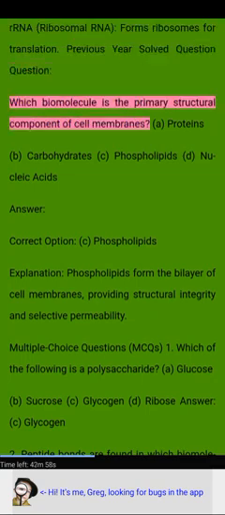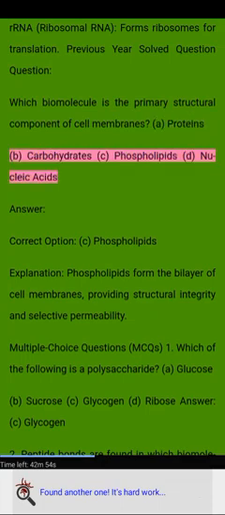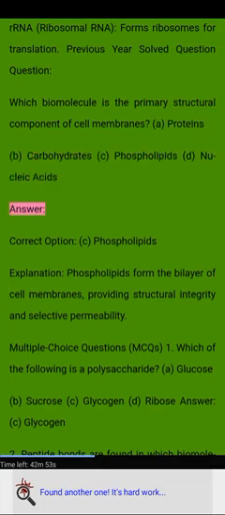Previous year solved question. Which biomolecule is the primary structural component of cell membranes? A. Proteins. B. Carbohydrates. C. Phospholipids. D. Nucleic acids. Answer.